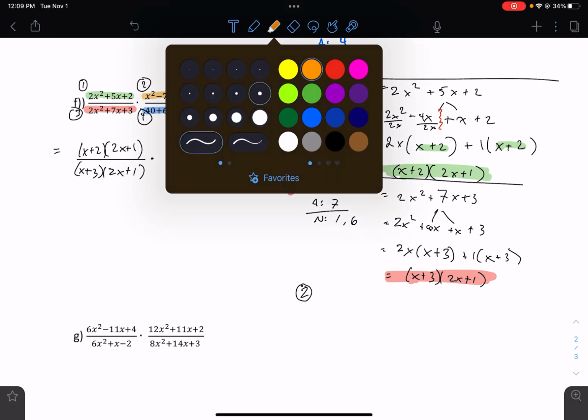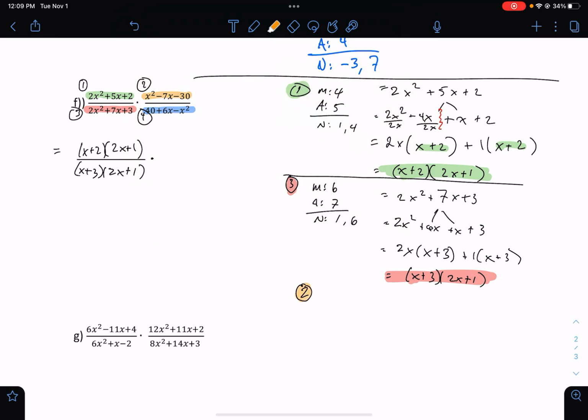Okay, number 2 is the orange one. It's a nice one. We need two numbers that multiply to negative 30 and add to negative 7. We'll have more space in the test, right? Well, yeah, you'll have a whole backside.